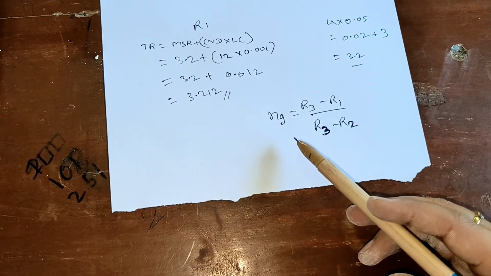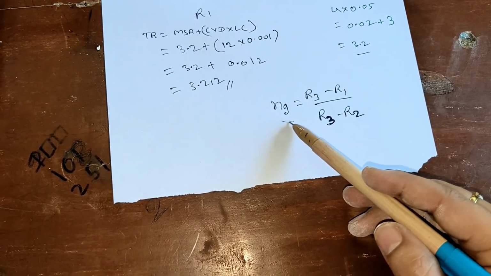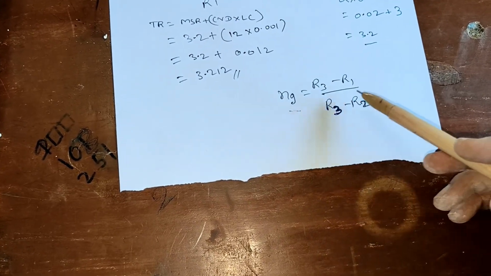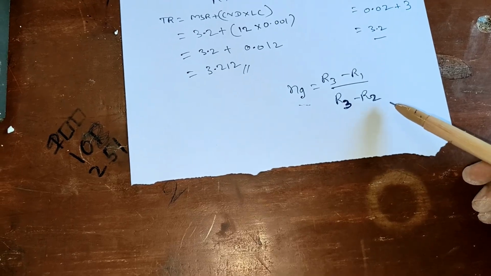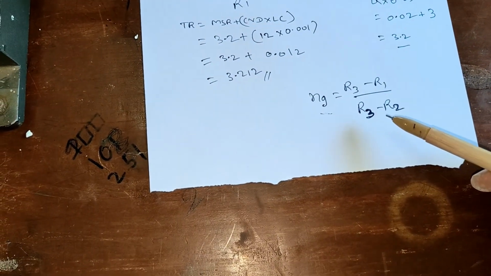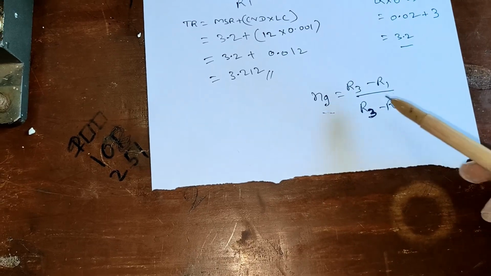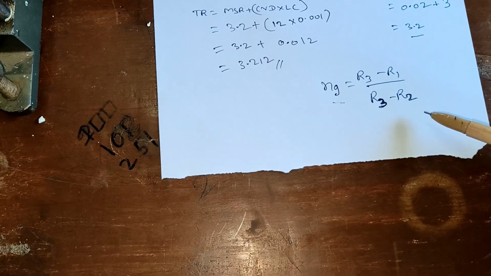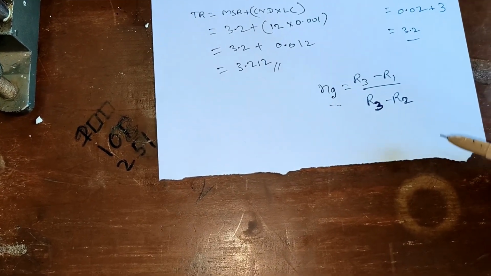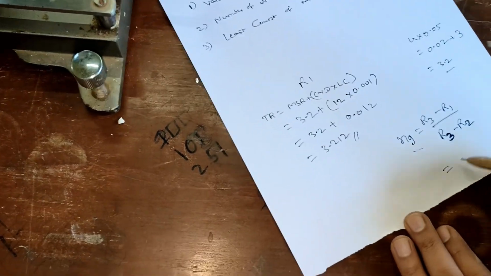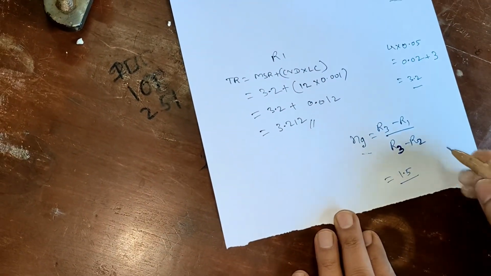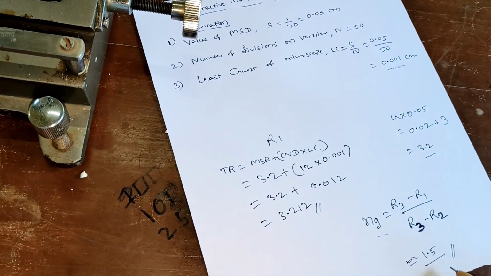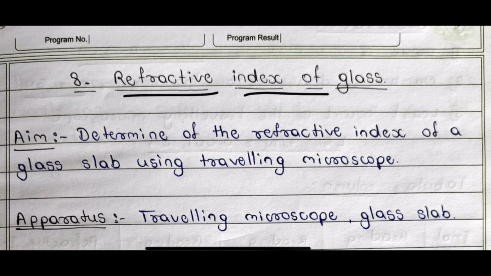This is the final formula. Ng means, N means refractive index, G means glass, Ng means refractive index of glass. The formula is R3 minus R1 divided by R3 minus R2. Here you have to enter your respective values: R3 value minus R1 value divided by R3 value minus R2 value. After substituting, you have to do the simplification. The final value will come nearly equal to 1.5. This is the standard value of the refractive index of glass.